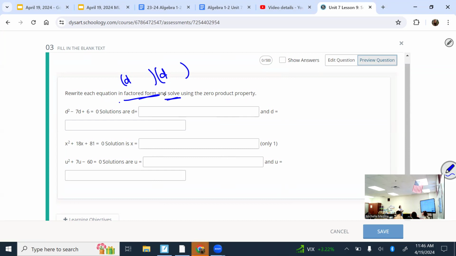Okay, so here's the first one. I'm gonna factor it first. If I'm using the diamond method, what needs to go on top? Not the value.